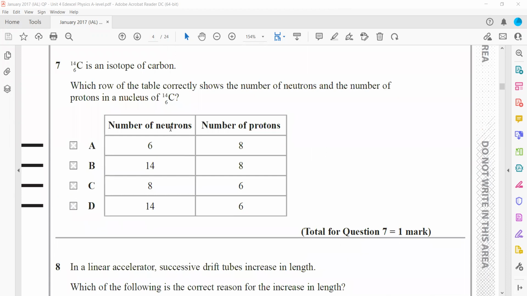When carbon 14 is there, which row correctly shows the number of neutrons and number of protons? So how many neutrons are there? The difference will give you 14 minus 6, so that is 8 neutrons, and the number of protons is 6. So C is the right answer, that's correct.